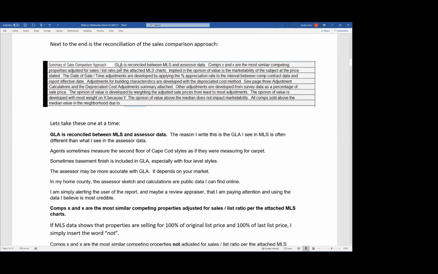So here's what I start with on a report. It's in my template. And then I edit this as I work through each assignment. But let's take a look at them one at a time. First thing I say is that GLA is reconciled between MLS and assessor data. Now, the reason I do that is because in my market, agents sometimes measure a Cape Cod style differently than an appraiser would, right? We've got the 5-foot rule.